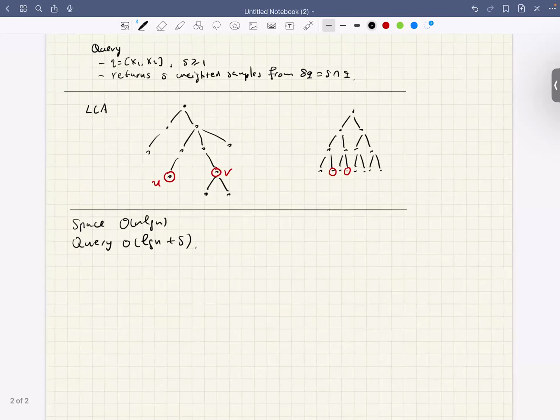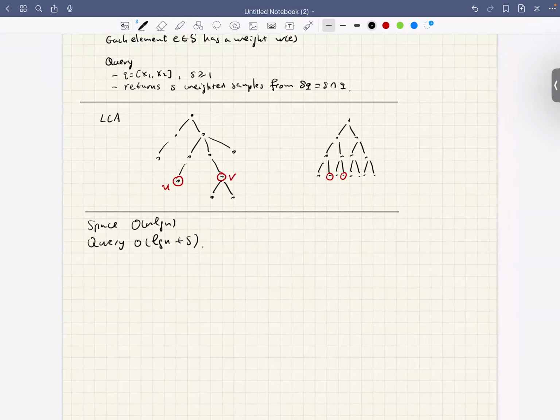I guess it would be too much to ask, if I say you have to read all my lecture notes before coming to the next seminar, that would be too much to ask, right? So I guess it would be useful to quickly talk about how to achieve these guarantees: space n log n and query time log n plus s.